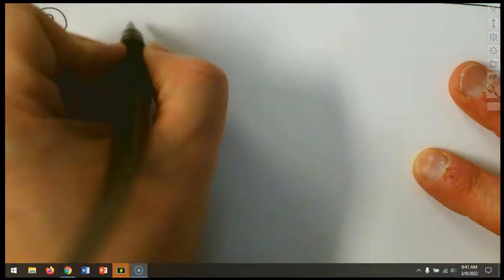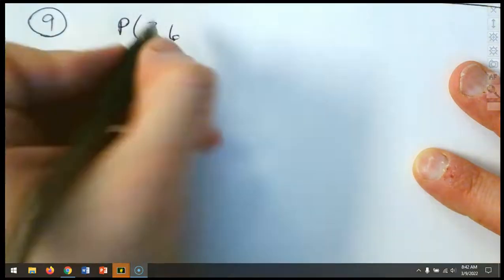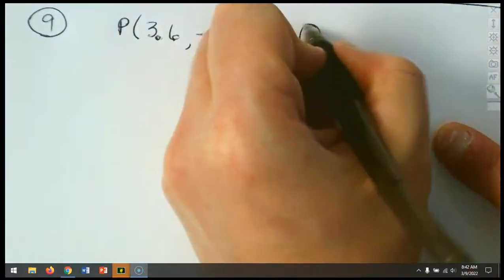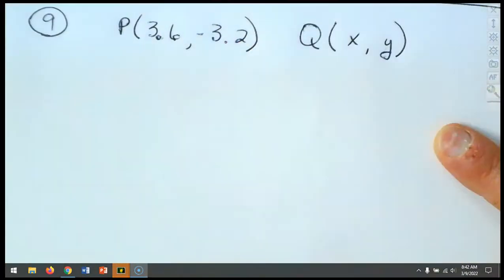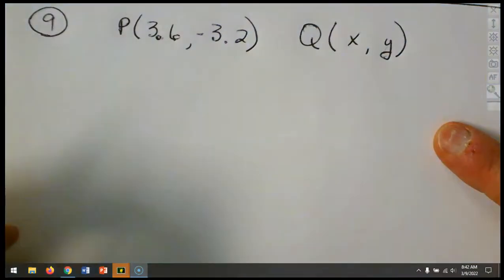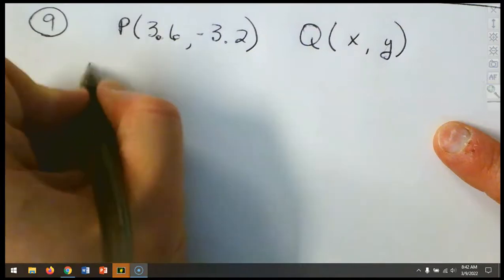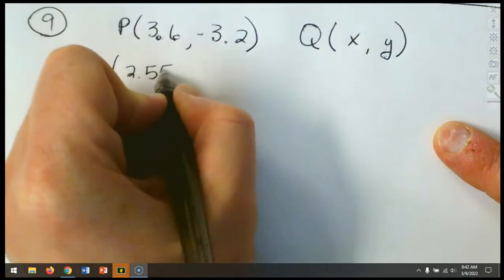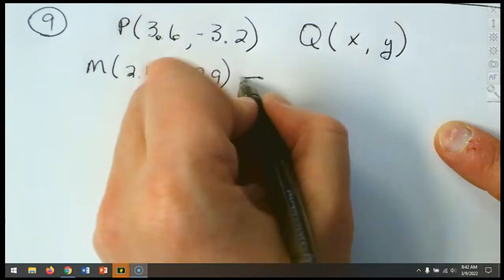For question 9, we've got the point P, which is 3.6, comma, minus 3.2. Then we've got Q that's unknown. That's what we're going to find, and we're going to call Q x and y. So that's the unknown. And then we have M, which is our midpoint, 2.55, comma, minus 2.9. And that, remember, is your midpoint.